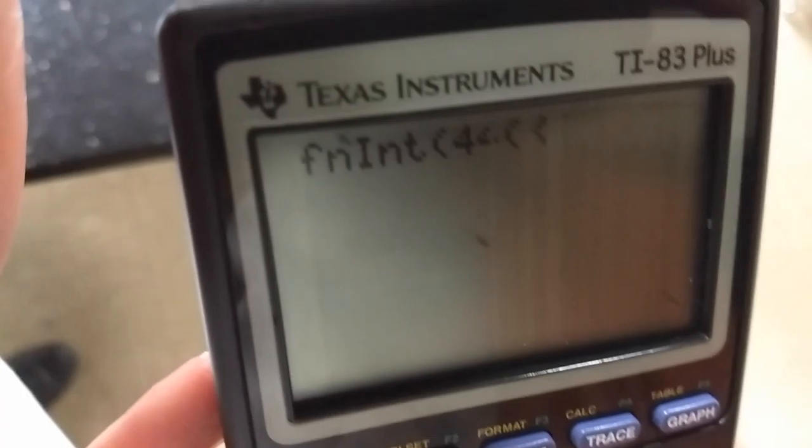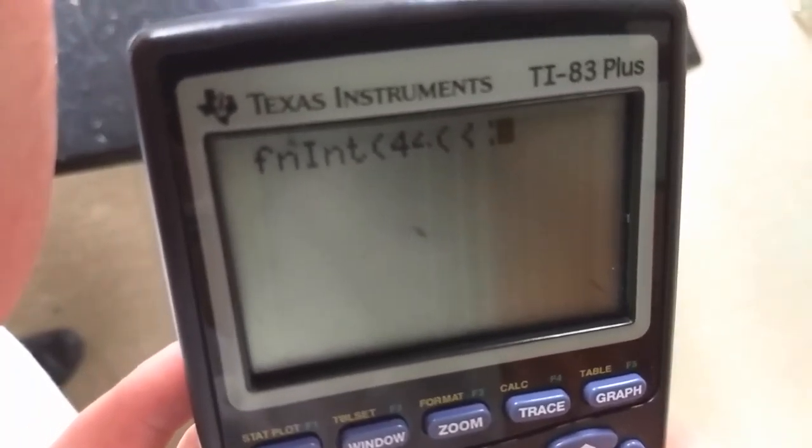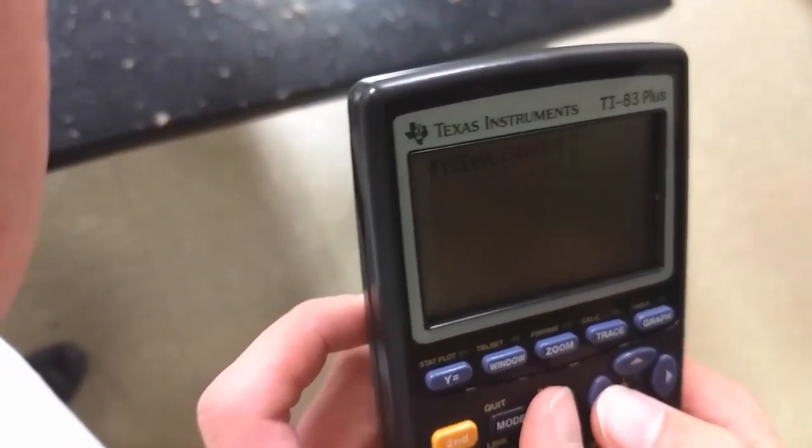Oh, that didn't work. Or maybe this calculator just broke. Yeah, the calculator's just broken. You put it out. This is an X. Oh, okay. That's awkward.